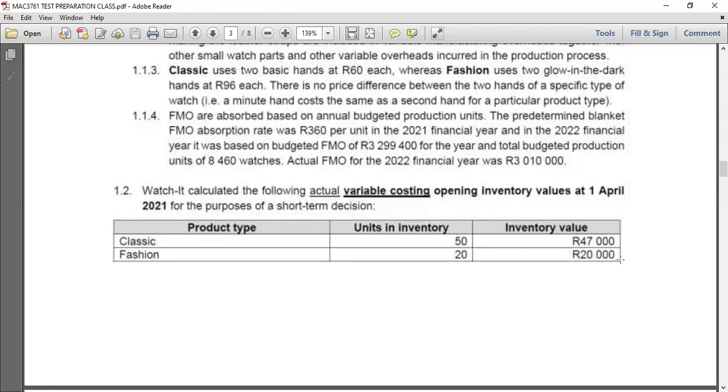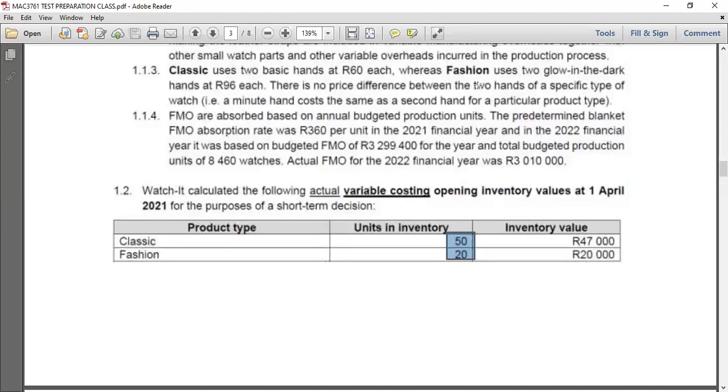Does that answer? So which ones are the fixed? The 360 that we added here. And then you multiply it by the units, the 50 units and the 20 units given here. Okay, it's clear. Thank you.